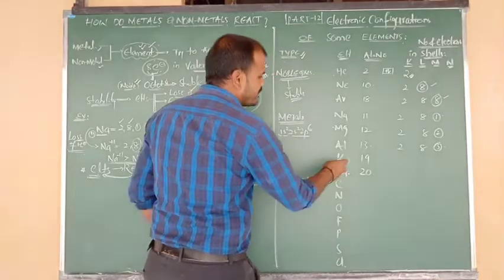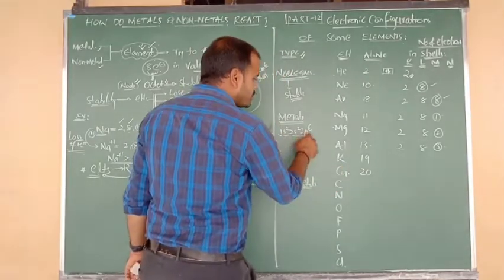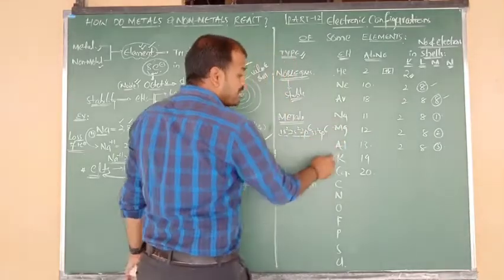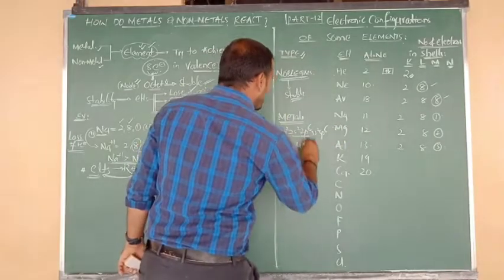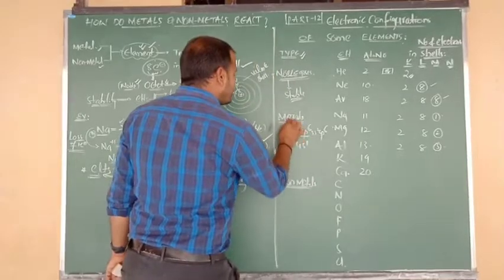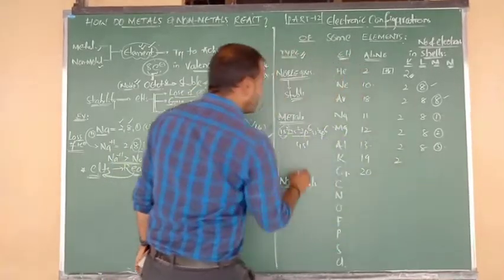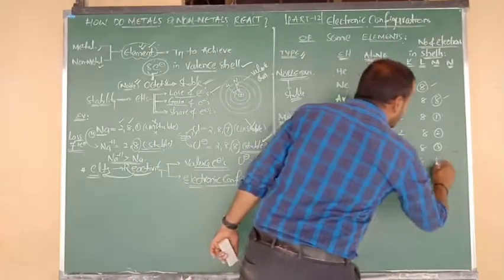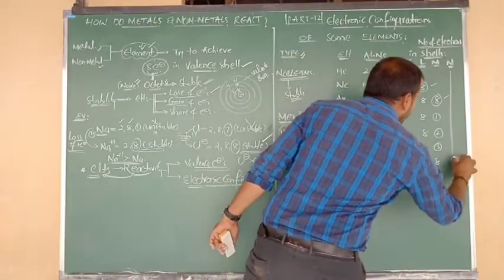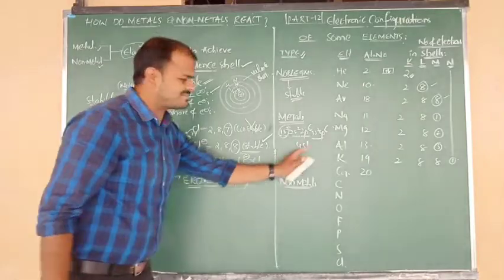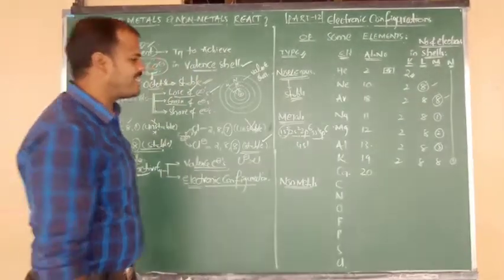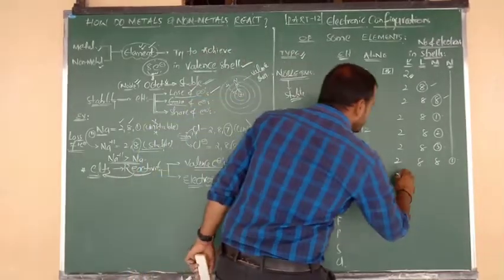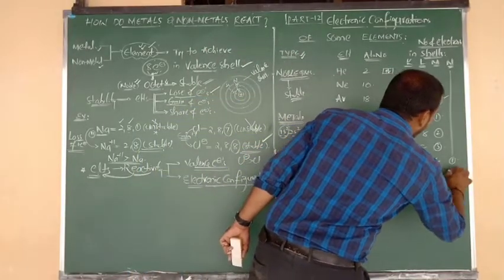I want to give the information about potassium. 1s2, 2s2, 2p6 and 3s2 and 3p6 make 18, but it contains 19. So the remaining is 4s1. So the first orbit, the K shell, contains 2 electrons, the second orbit contains 8 electrons, the third orbit also contains 8 electrons, and the nth shell contains only 1 electron. And calcium contains 20, 4s becomes 4s2, so we can say 2 comma 8 comma 8 comma 2.